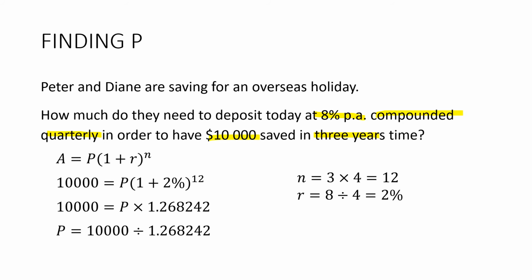All right, divide both sides by 1.268242. P is equal to $7,884.93. As a bit of an exercise, try chopping this off at 3 decimal places and see what you get. Do 10,000 divided by 1.268. You'll get a really different answer.